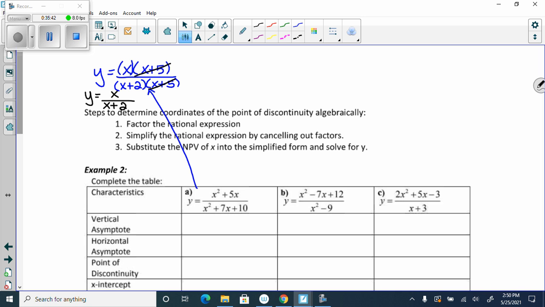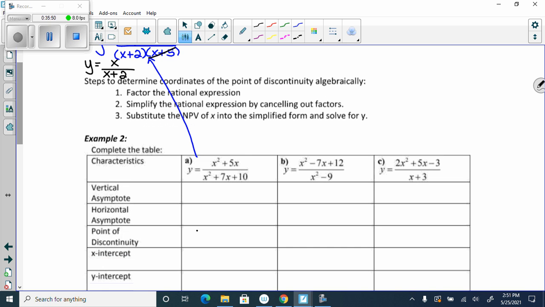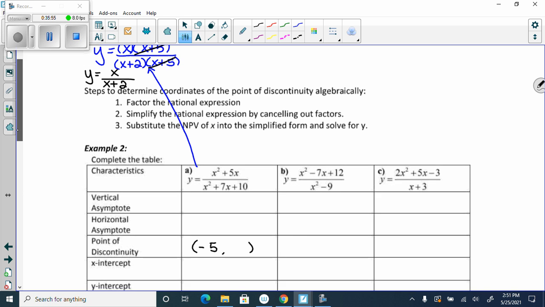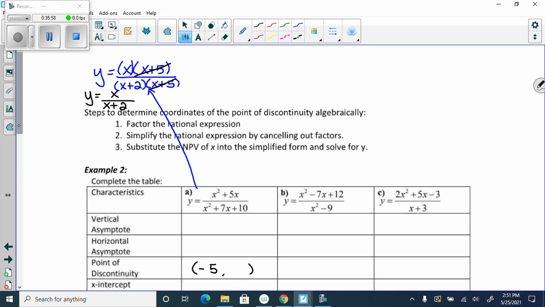And then it's going to have an open dot somewhere. It's going to have an open dot at, what does this get me? Negative 5. And how do I get my y? Plug it into here, right? So I get y equals, and I plug in negative 5. Negative 5 over negative 5 plus 2, which actually gets me negative 5 over negative 3, or 5 over 3. So there's my point of discontinuity. Negative 5 and 5 over 3. This is the graph that I'm left with.